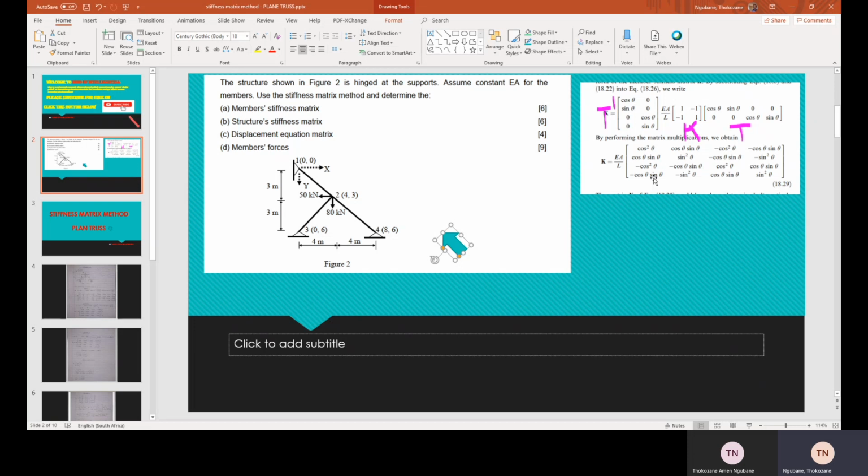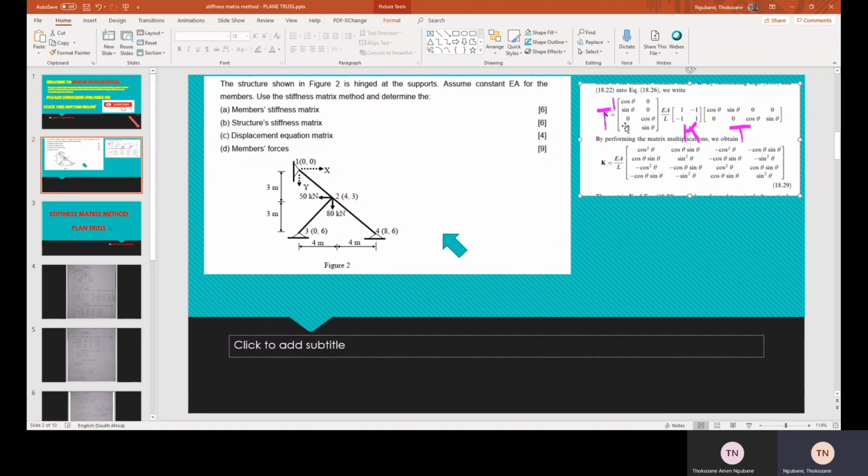Okay, I have pasted the formulas here. We're going to use them, but I'm not going to explain them now. When we go through the example, I'm going to explain those formulas. You're going to need all of them to do this example.